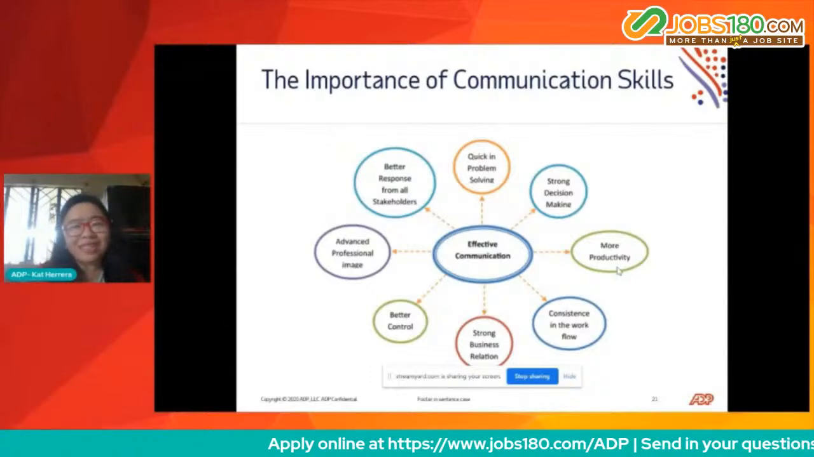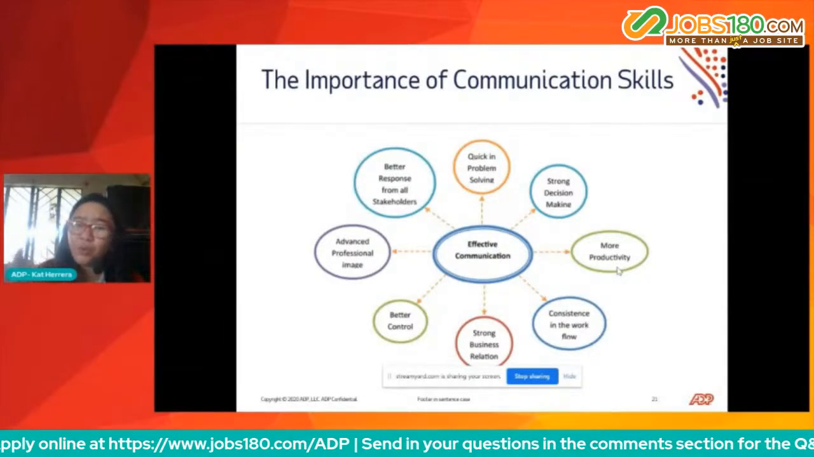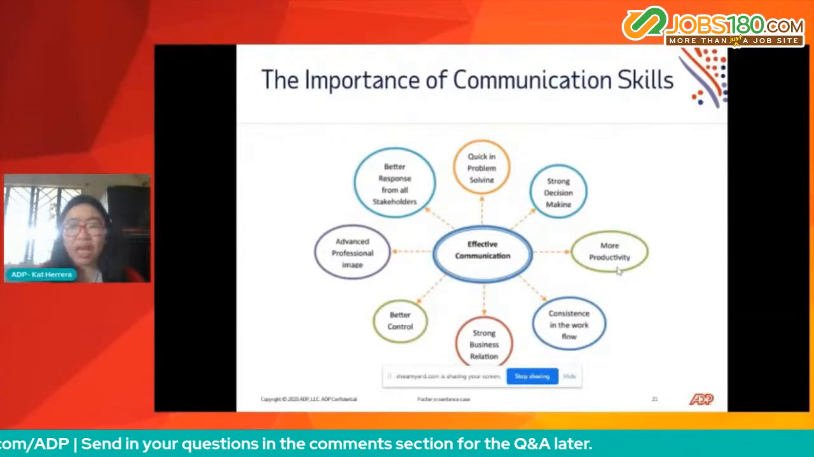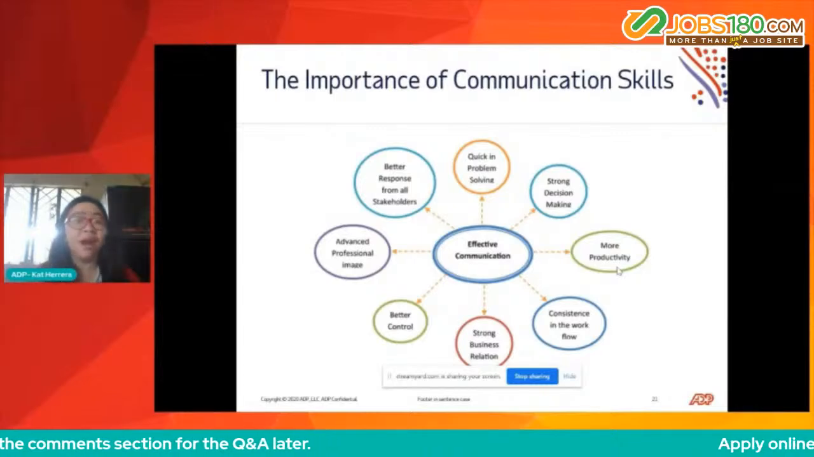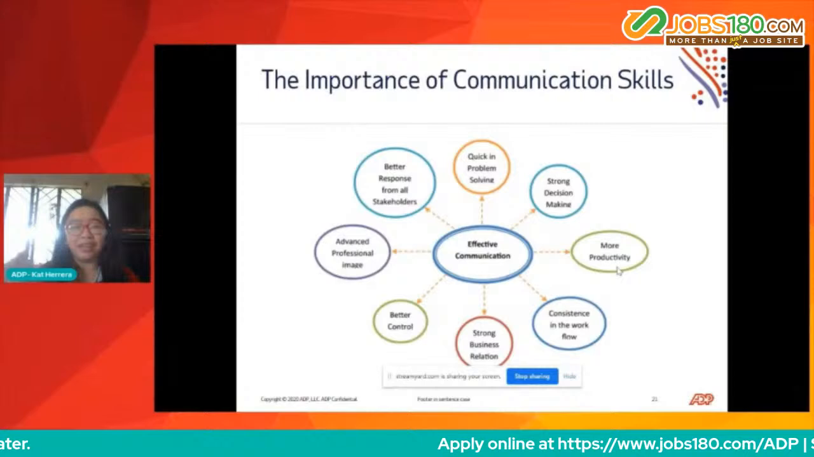And of course, with the skill, like I mentioned earlier, people would respect you, so you would build an advanced professional image. People would think of you when somebody needs someone who can speak in front of the audience, they will definitely think of you first. And that would build your reputation.